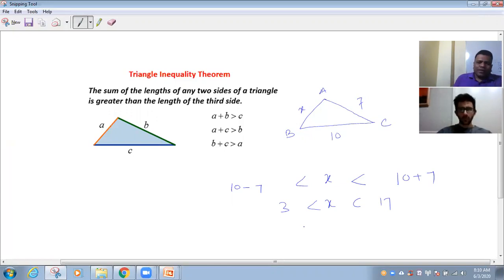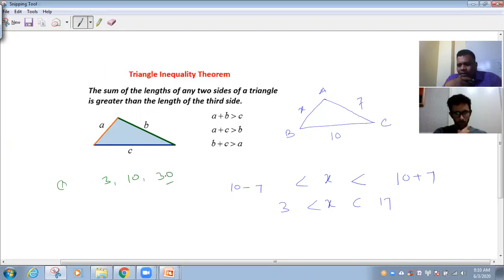Good. Now I'll take 2-3 examples. You just tell me, is it possible? Let us say the sides of a triangle are 3, 10, and 30. Is it possible to make a triangle using these sides? No. Correct, we can't make it. If you take this as 30, this as 10 and this as 3, how can we make a triangle? We can't.